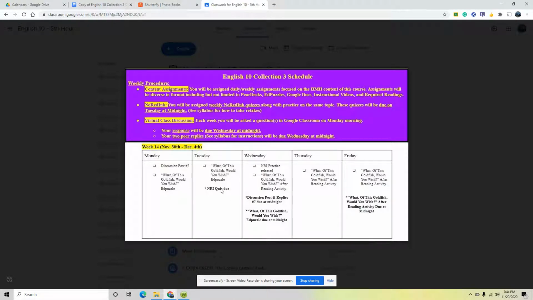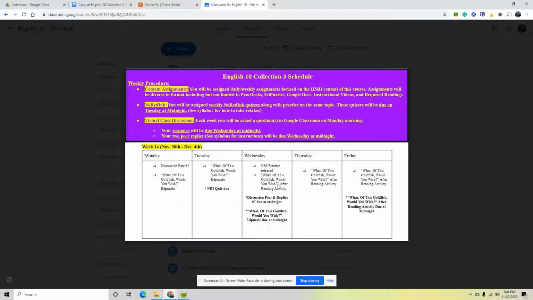Which is typical. This NoRedInk quiz, I don't believe that you have it as being part of Thanksgiving break. So you can probably just ignore the NoRedInk quiz, but you do have a NoRedInk practice that was released, and that will take place on Wednesday. So keep that in mind. So ignore the quiz, but the practice is going to start on Wednesday.